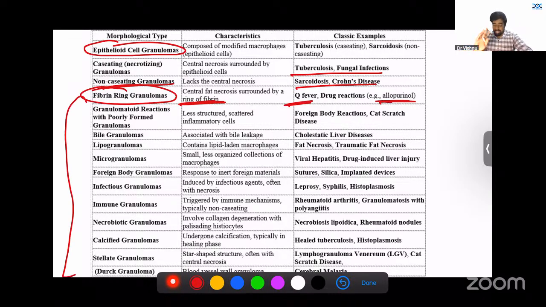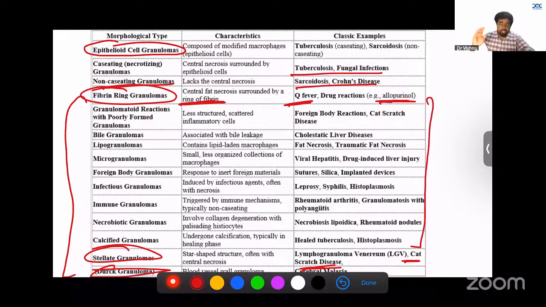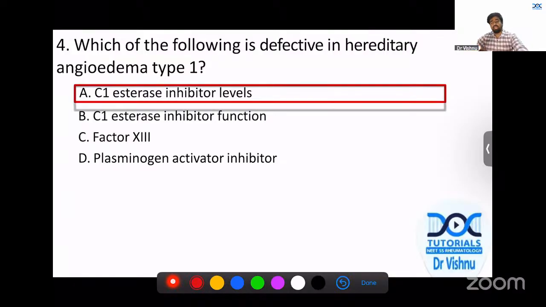Stellate granuloma and this Dirk granuloma in cerebral malaria, these are more of your NEET PG pathology questions. But again, when fibrin granuloma has been asked, obviously Dirk granuloma can also be asked. So can stellate granuloma, which is seen in Cascade disease, LGV, etc. Right. So these are all very important also, because now it's a repeat topic, right? So yeah, this is a little bit conceptual.